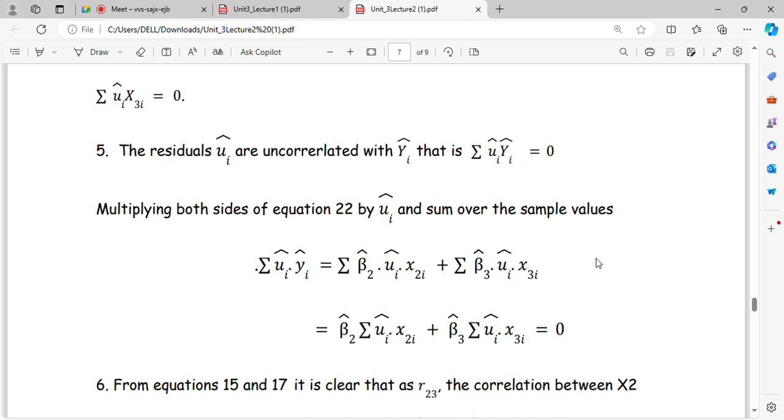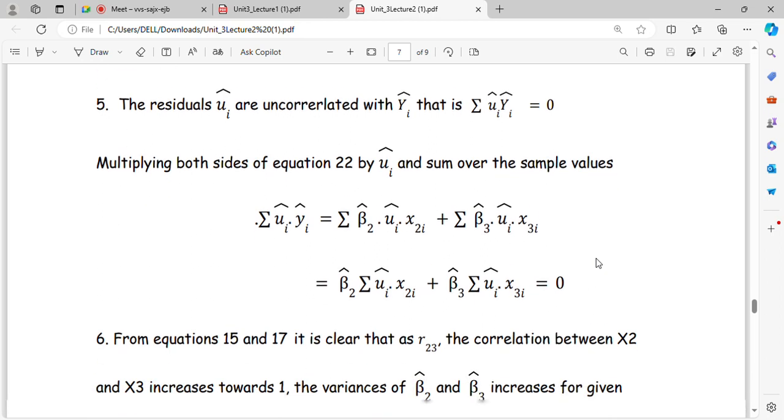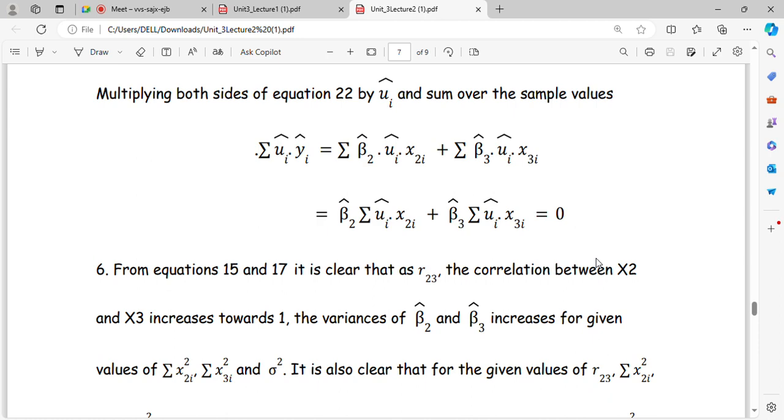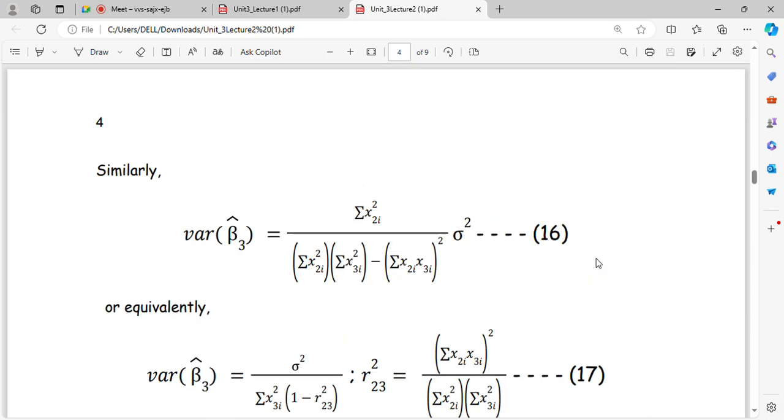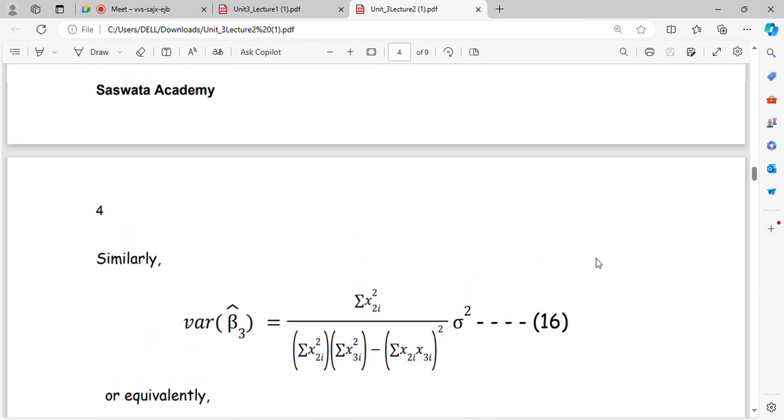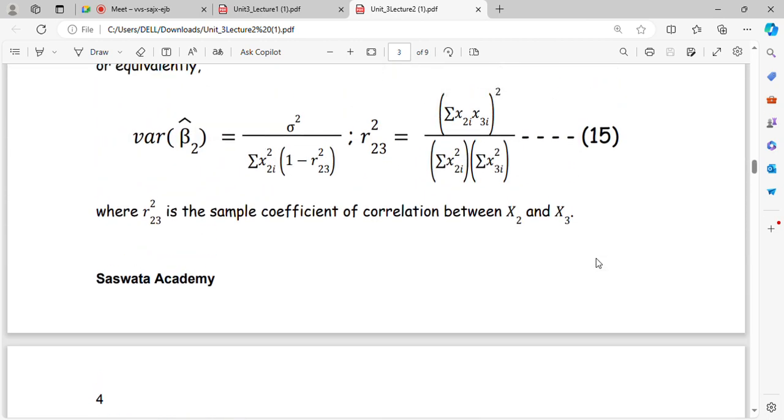And since beta 2 hat and beta 3 hat are constant terms, they will come before the summation. That means beta 2 hat summation ui hat x2i equals 0 and beta 3 hat summation ui hat x3i equals 0. So from equations 15 and 17, it is clear that, if we see equation 15 and 17, this is my equation 15, which is the variance of beta 2 hat equals this, right? Sigma square by summation x2i square times 1 minus r square 2 3.